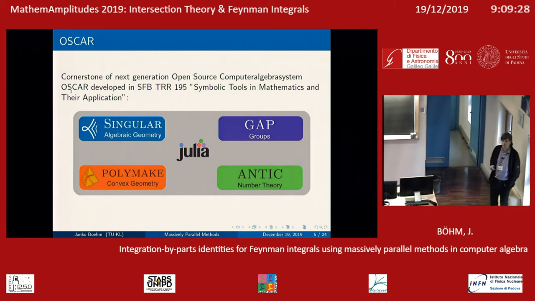And the unifying language is a new language called Julia, a rather recent language, which has a lot of nice features. For example, it can do just-in-time compilation of code.